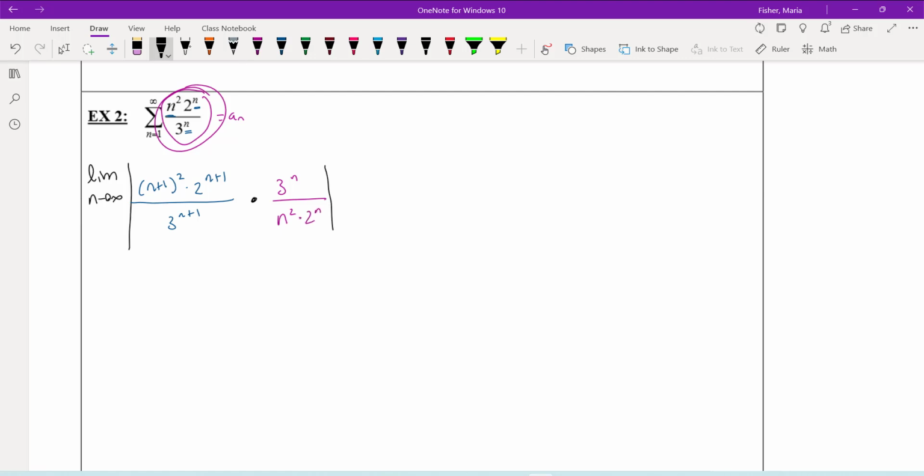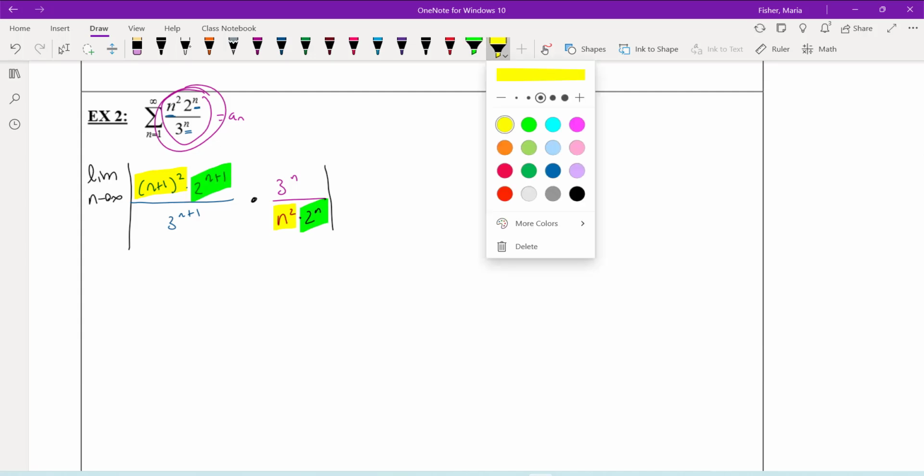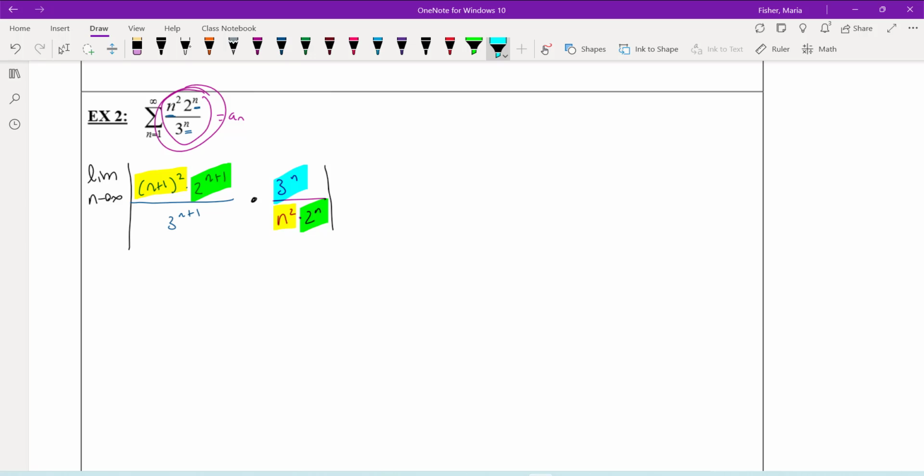Now I'm going to expand where I can, and I'm also going to group things together. This is polynomial and this is polynomial. I'm going to write those together. This is 2 to a power and this is 2 to a power. I'm going to write those together. 3 to a power and 3 to a power. I'm going to write those together. So we're looking at the limit as n goes to infinity of n plus 1 squared over n squared times, I'm going to expand 2 to the n plus 1.